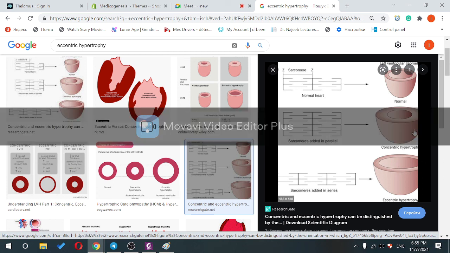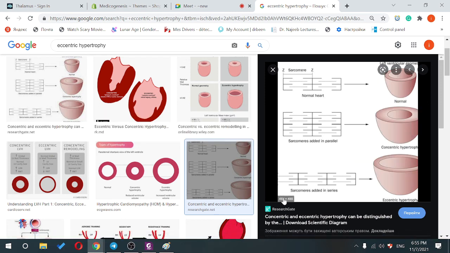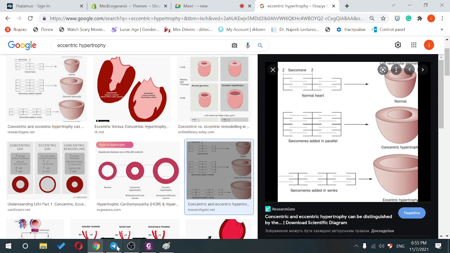You get a concentric hypertrophy. It becomes thick, more thick. If you add more like this, it becomes more thick. This is concentric hypertrophy because you added them in parallel. Well, if you add them in series, it will be what? It will be eccentric. It will be dilated cardiomyopathy.